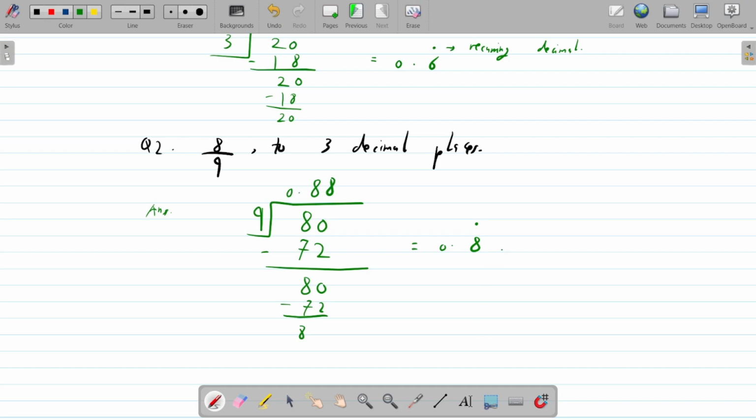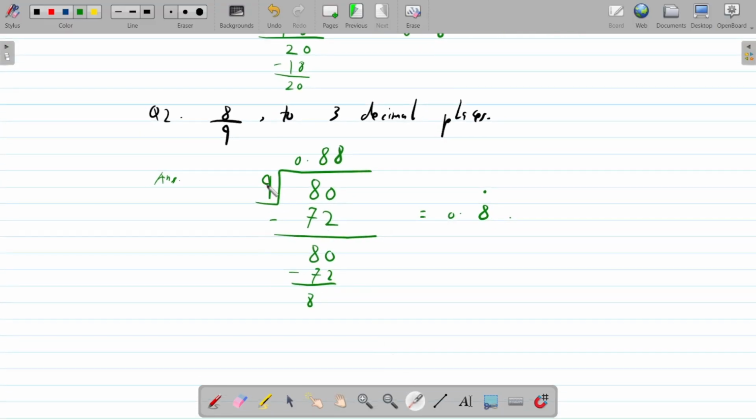Is that clear? Understand what you were trying to do. You were saying that you multiply 9 with 8 to get 72, but the first step is that you have to write down a 0 point in order to get a 0 for the 80 to be there. That's the first step.